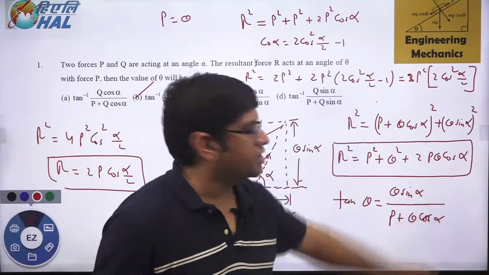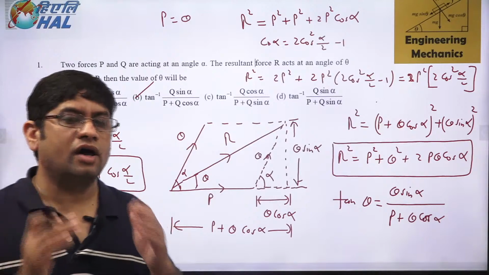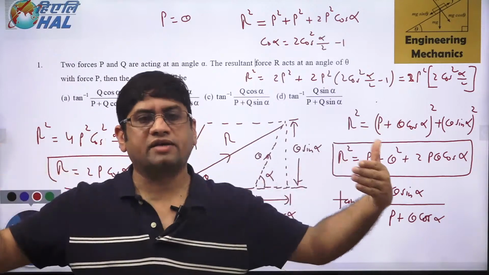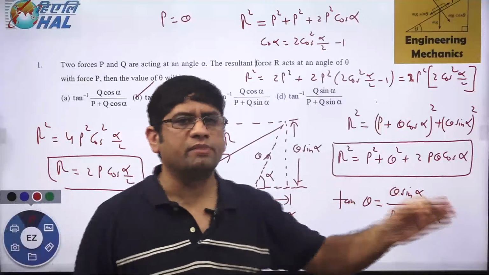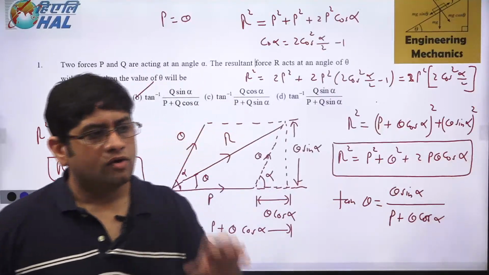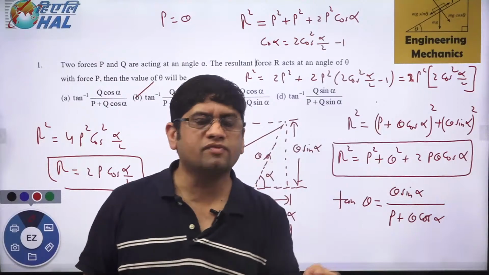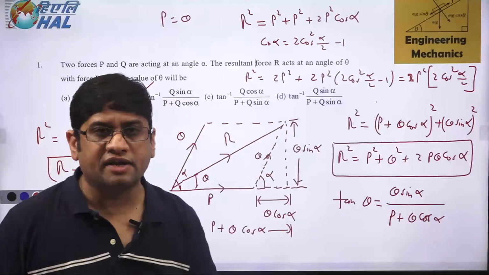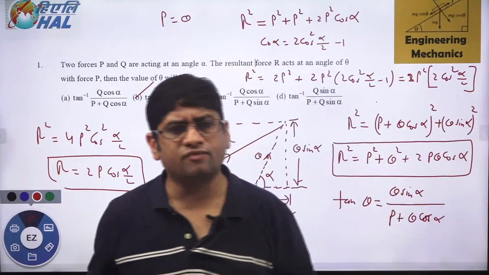If alpha is 0 degree, cos 0 is equal to 1. That means both the vectors are in the same line. So we get r is equal to p plus q. Simply you will get it. If both the vectors are opposite, r is equal to p minus q. If both the vectors are at an angle of 90 degrees, r square is equal to p square plus q square. So these are the three formulas we have.